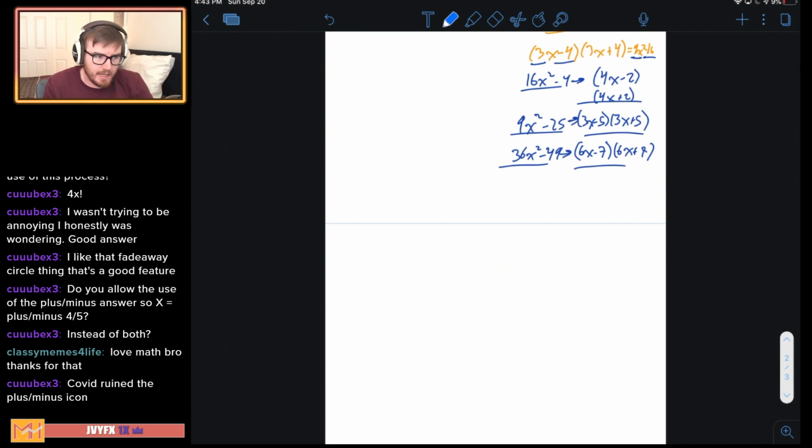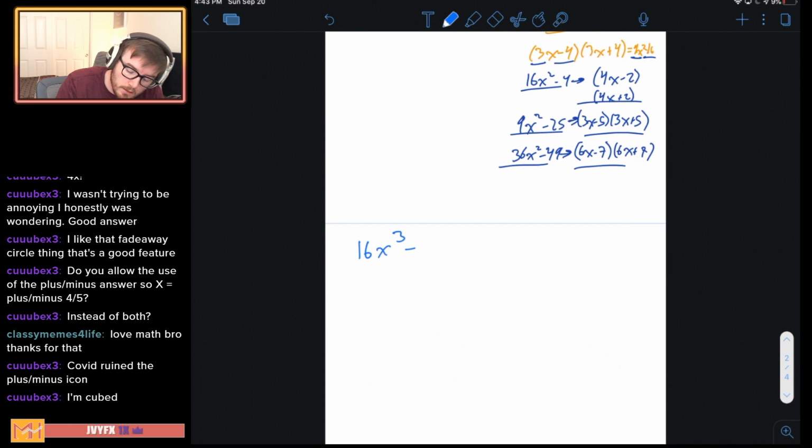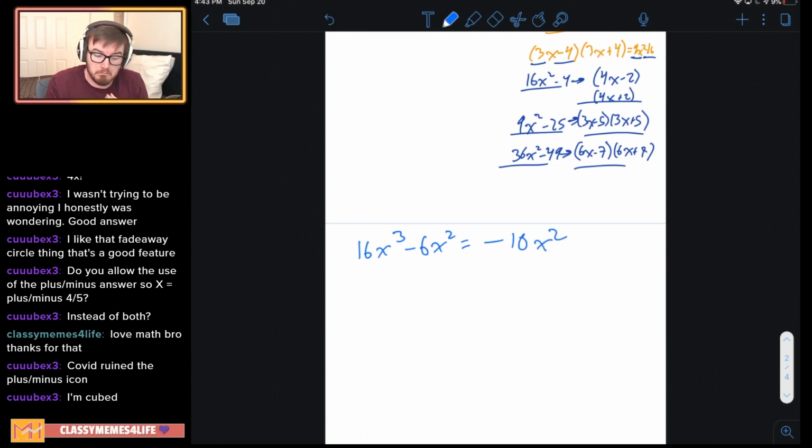So let's say I have 16x cubed minus 6x squared equals negative 10x squared. All right. 16x cubed minus 6x squared equals negative 10x squared.